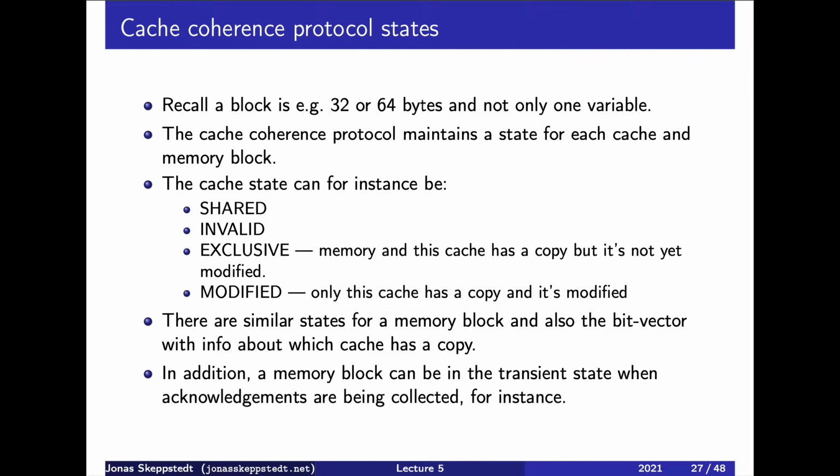We will now look at the practical detail about cache coherence protocols. And I have said that if a processor wants to modify a variable, but what actually happens is that we use cache blocks. I mean, the data item that is kept coherent is not only one variable, but for instance, 32 or 64 bytes at a time.